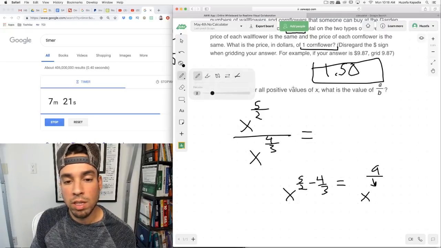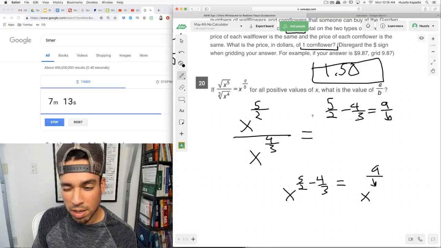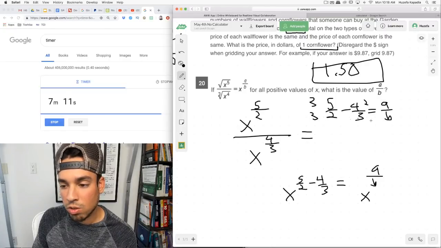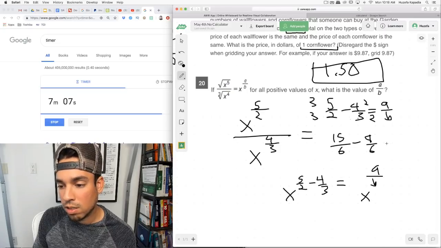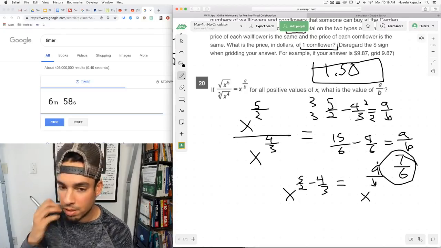Okay, so then it's 5 over 2 minus 4 over 3 equals A over B. Let's get common denominators: multiply this by 3, this by 2, and I get 15 over 6 minus 8 over 6. It's A over B. 15 minus 8 is 7 over 6, and that's my answer. That's what A over B is, and we're done.